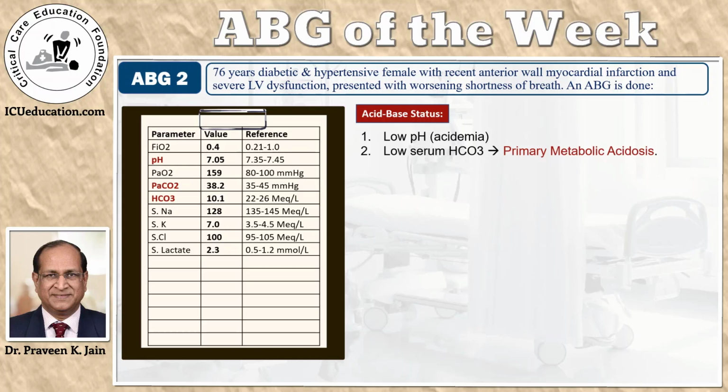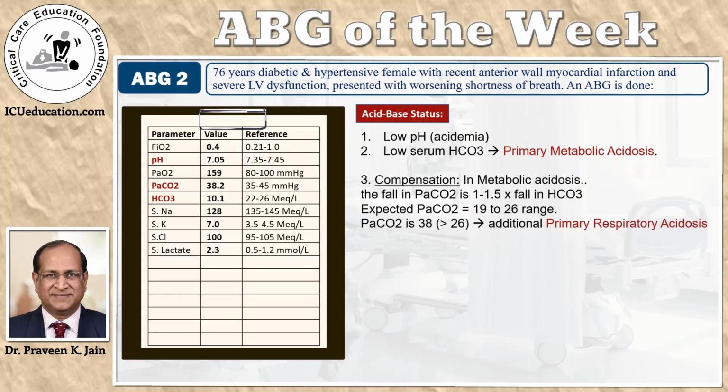What is the next step? As we saw in the previous case, you must look at compensation. So looking at the compensation, you know that in metabolic acidosis, the fall in PaCO2 is 1 to 1.5 times the fall in bicarbonate. The expected PaCO2 comes to 19 to 26. In this patient, the PaCO2 is much higher, 38.2. And this means that there is a primary respiratory acidosis which explains the higher PaCO2 than expected.